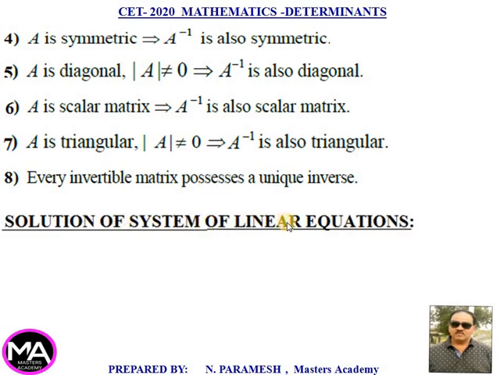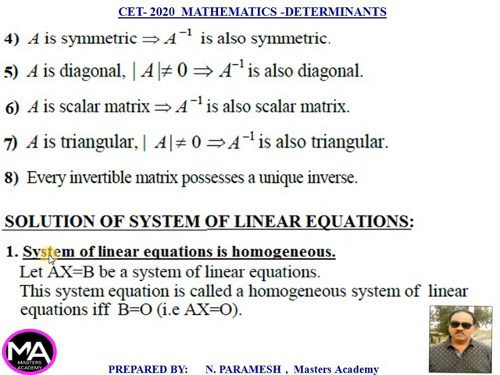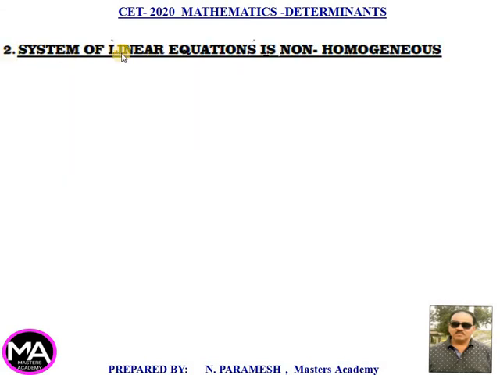Solution of system of linear equations. First point, homogeneous system of linear equations. Let AX is equal to B be a system of linear equations. This system of equations is said to be a homogeneous system of linear equations if and only if B is equal to 0, that is AX is equal to 0. Second point, non-homogeneous system of linear equations.